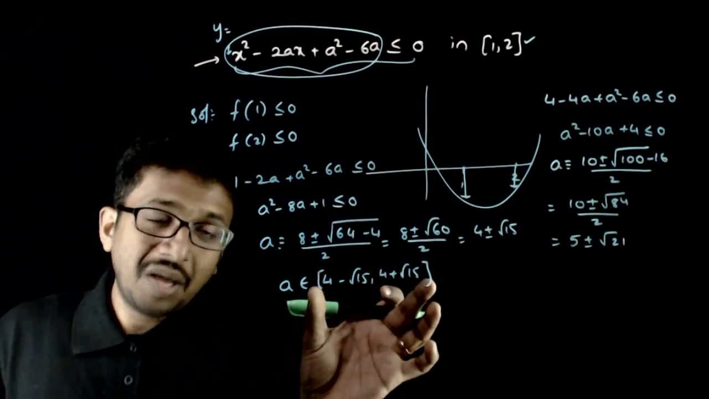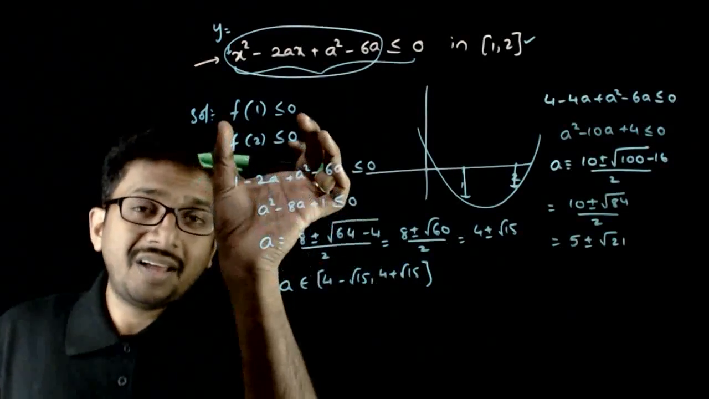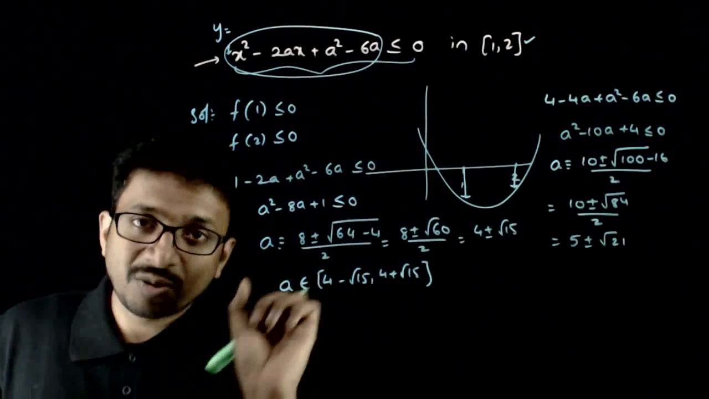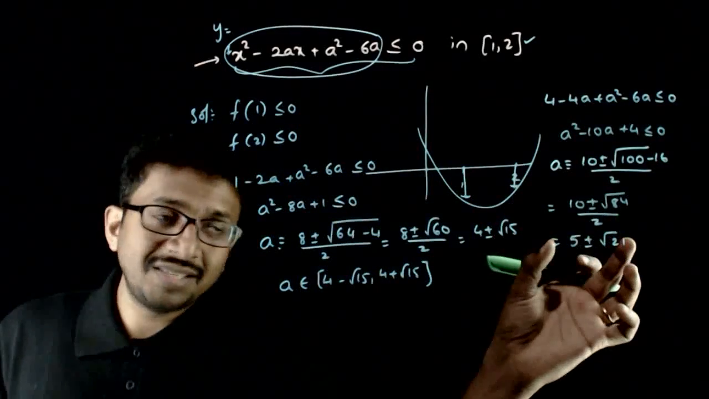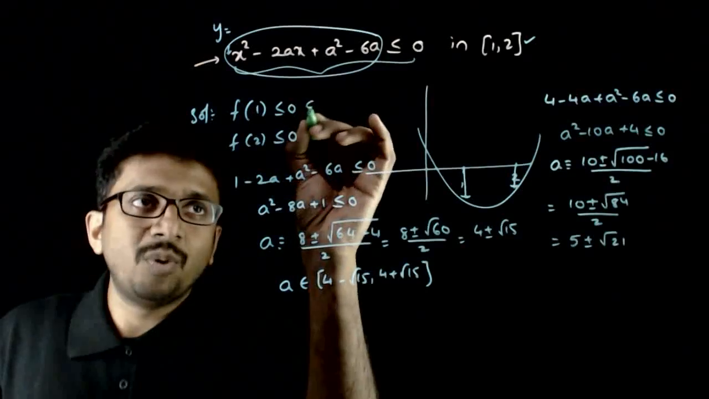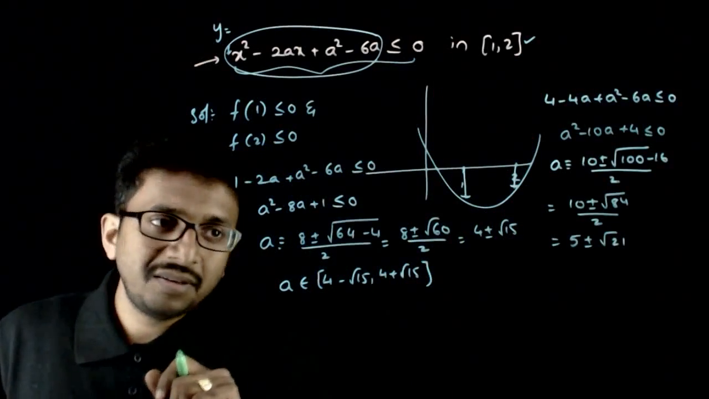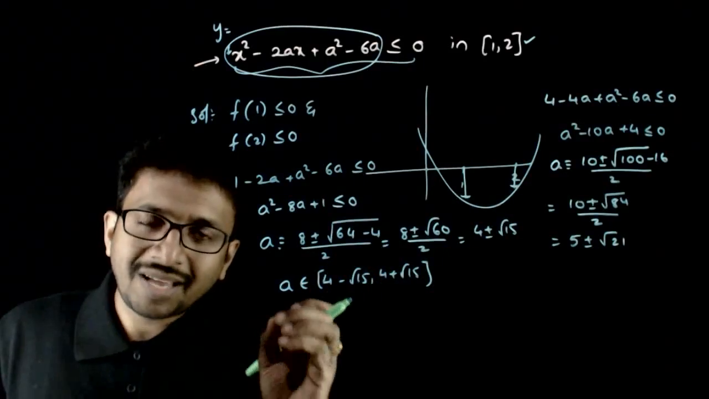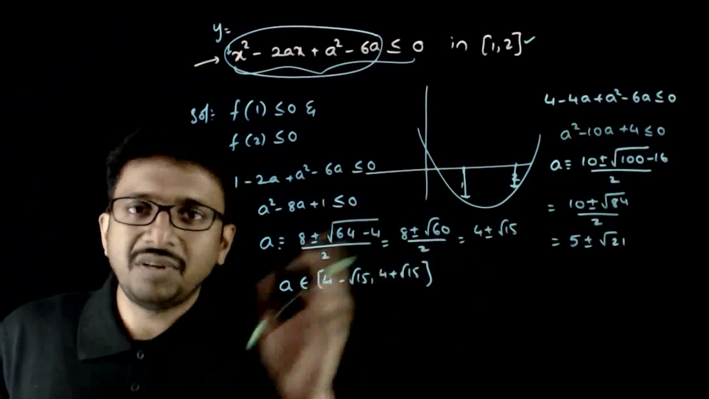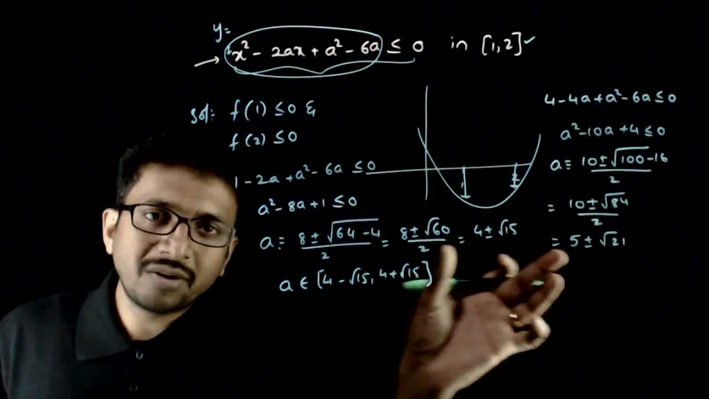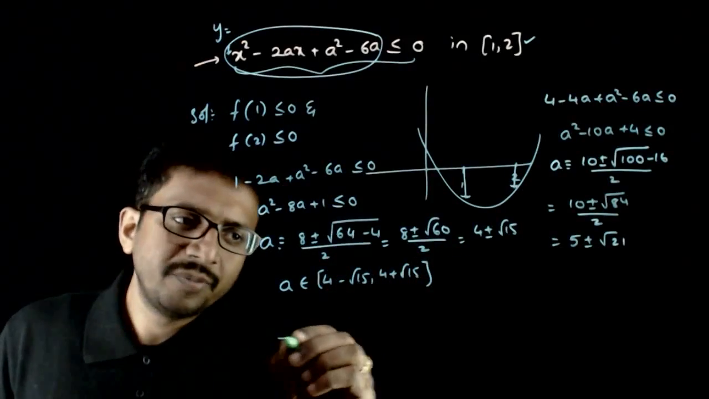Now, for f of 1 to be less than 0, a has to belong to this. For f of 2 to be less than 0, a has to belong to this. Both of these have to happen, then only the given condition is valid. So if both of them have to happen, I just need to go for the intersection of these two solutions. Now let me plot these two solutions on a number line.